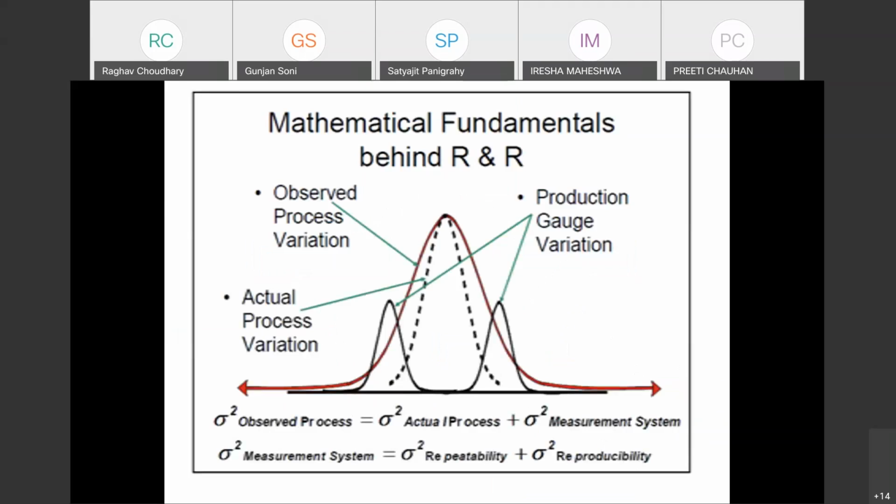So how does it look? Let's say this is the variation because of the measurement system or the gauge variation. This dotted line is indicating the actual process variation, and the observed process variation would be a composite of these two, which is much higher than individually taken.